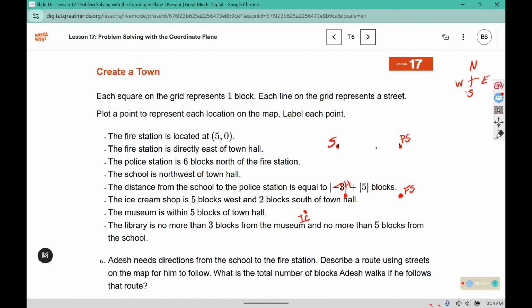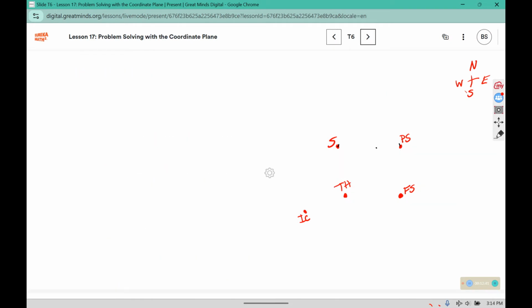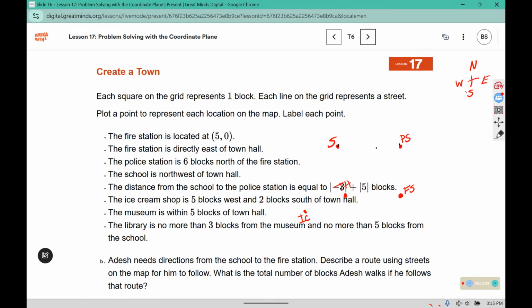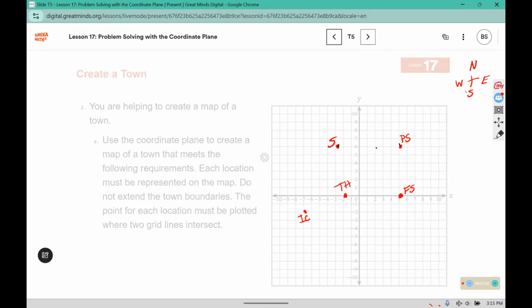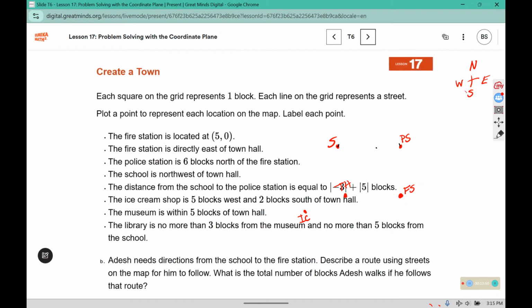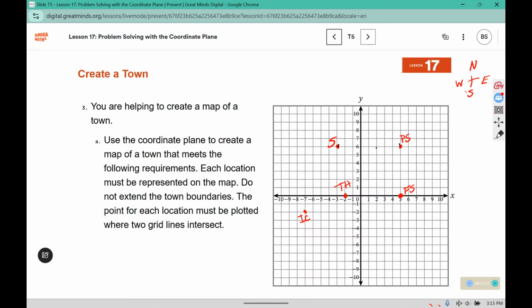The museum is within 5 blocks of the town hall. Does it say anything else about the museum? It says something about the library. Okay, so the museum is within 5 blocks, so that means 5 or less from the town hall. And it doesn't give us a specific direction, but I'm going to make it south. I'm going to say it's 4 blocks. 1, 2, 3, 4. That would be within 5.